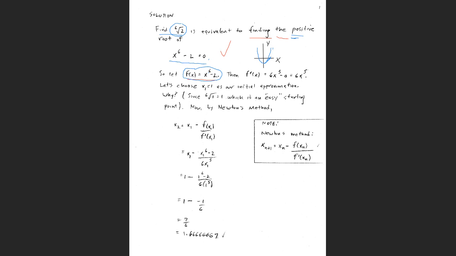Yeah, that's better. Erase this here. This here is f of x equals x to the 6th minus 2.